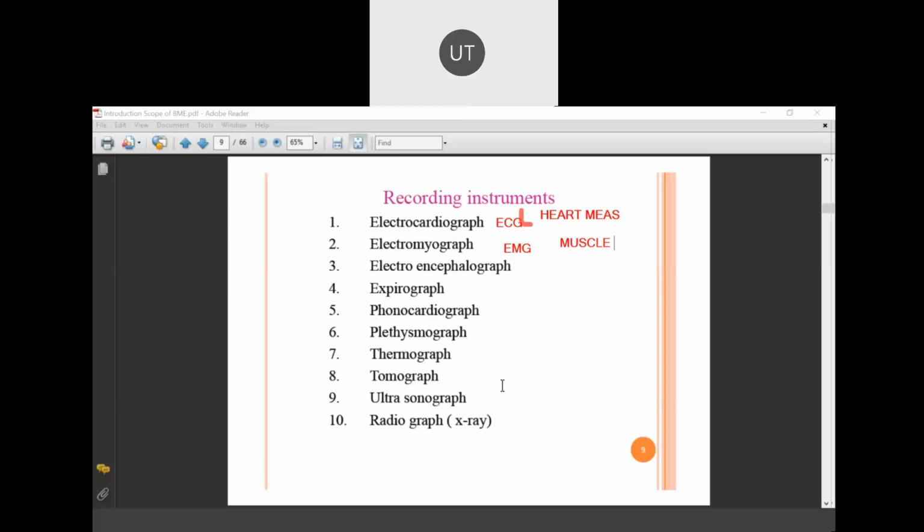Muscle activity. It is used to measure the muscle activity. Next is EEG, electroencephalograph. It is related to brain activity. Then the expirograph, which is used for measurement of expiration, generally the rate of expiration. Phonocardiograph, that is the PCG. It is related to the sounds of the heart.